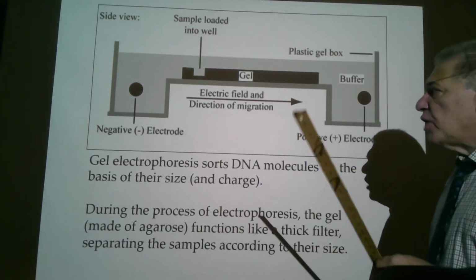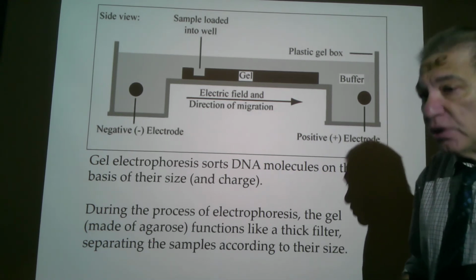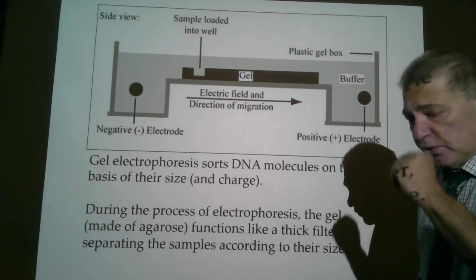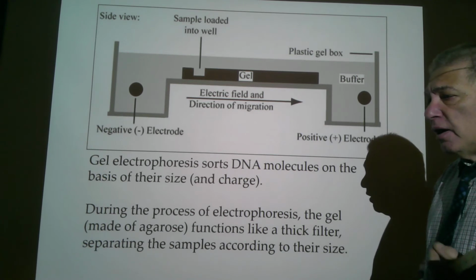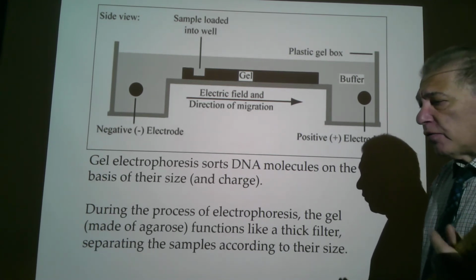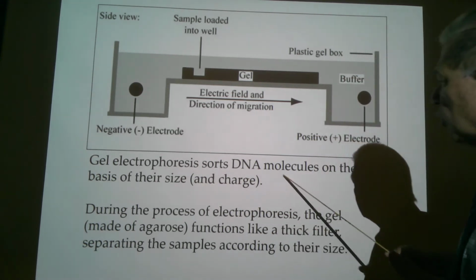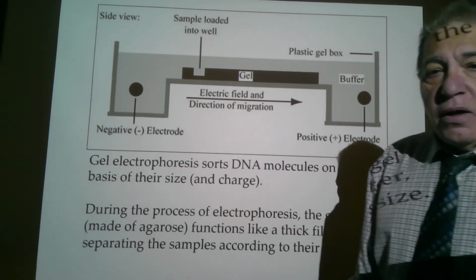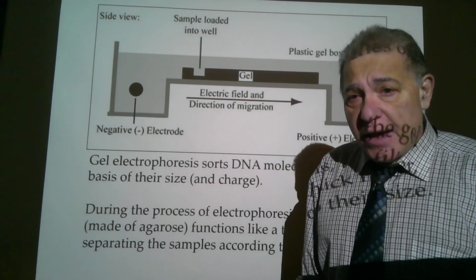Gel electrophoresis is almost old-fashioned now, but it's still being used. I did a lot of research for the Department of Justice. As a matter of fact, they funded my research when I was writing my thesis. Gel electrophoresis sorts DNA molecules on the basis of their size and charge. So I may as well tell you right now, the charge of a DNA molecule is negative.